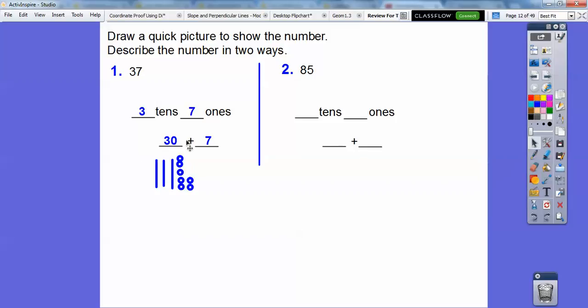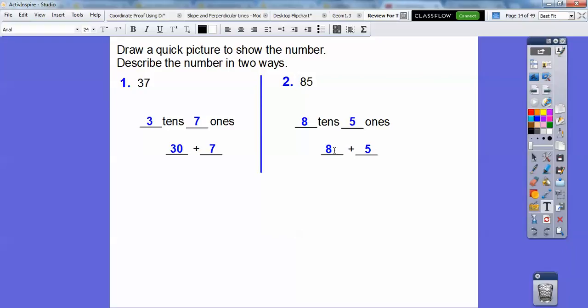Okay, I won't have time to do that on this one, but here's the tens. Here's the ones. So this says 8 tens, 5 ones. So we'll put in 8 tens, 5 ones. Okay, 8 tens is the same as 80. Okay, so 8 tens is an 8 with a 0. Okay, so oops, there should be a 0 right there.